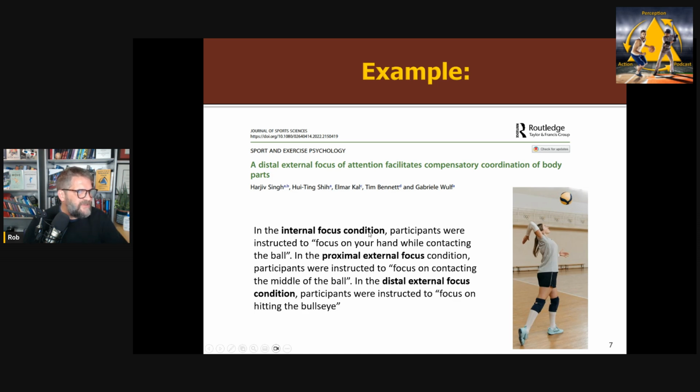So they had an internal focus of attention condition, focus on your hand. They had a proximal external focus of attention, focus on contacting the middle of the ball. So both close to your body, focus on the ball, which is external but close to your body and temporally during the execution. Their distal external focus condition was focused on hitting the target on the other side of the net. So far from your body in terms of spatial distance, but also far in time, it's well after your execution, right? So most studies that look at this distance effect have this confound, right? It doesn't make them invalid. It's just something we want to look at in more detail.